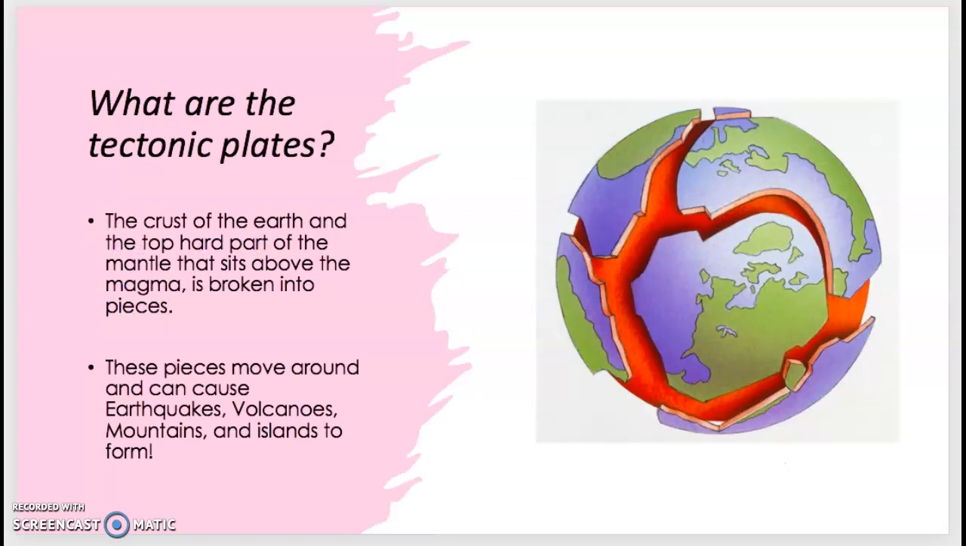So what are these tectonic plates? And if you look at the Earth over here, you can see the red is that magma I was talking about, and these hard parts that sit on top. And the hard parts are just all cracked, and they have these edges to them. And that's what's actually moving around. So on the surface, we can see that the continents move, but in reality, the whole structure, all of the hard parts on the Earth are kind of bumping around.